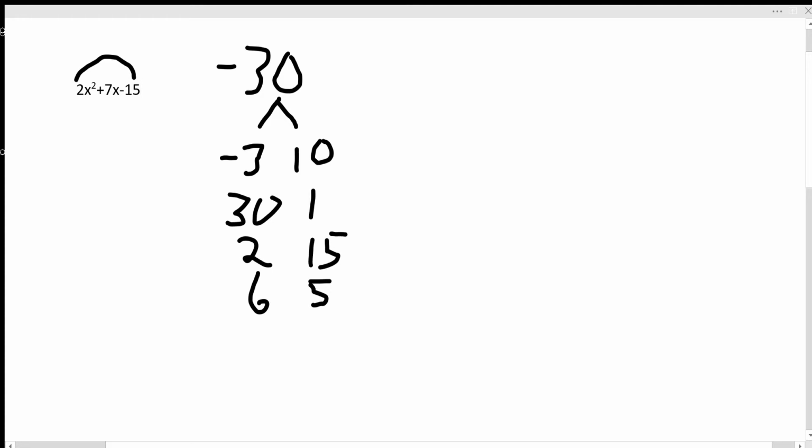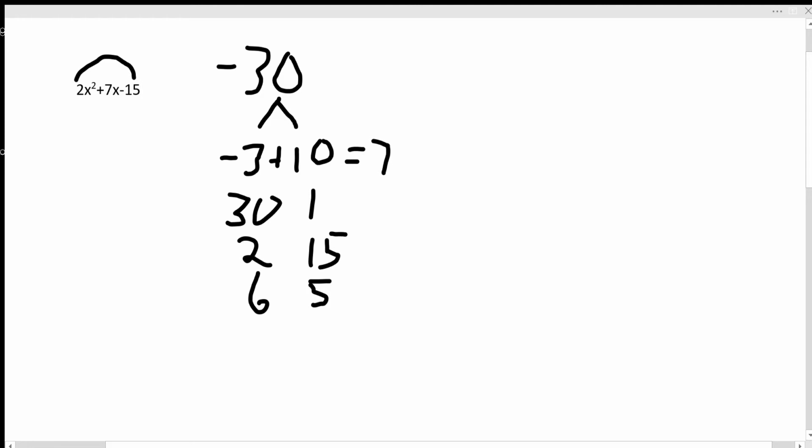And the way you know which one is negative is because we want to get a positive 7, so we know that we want our 3 to be negative and our 10 to be positive, because negative 3 plus 10 is going to equal 7.